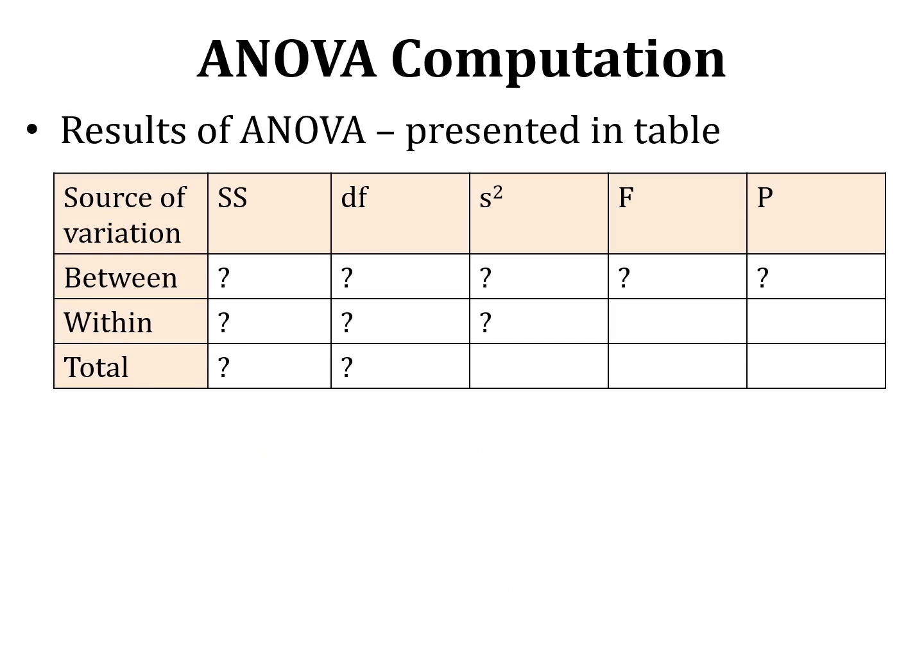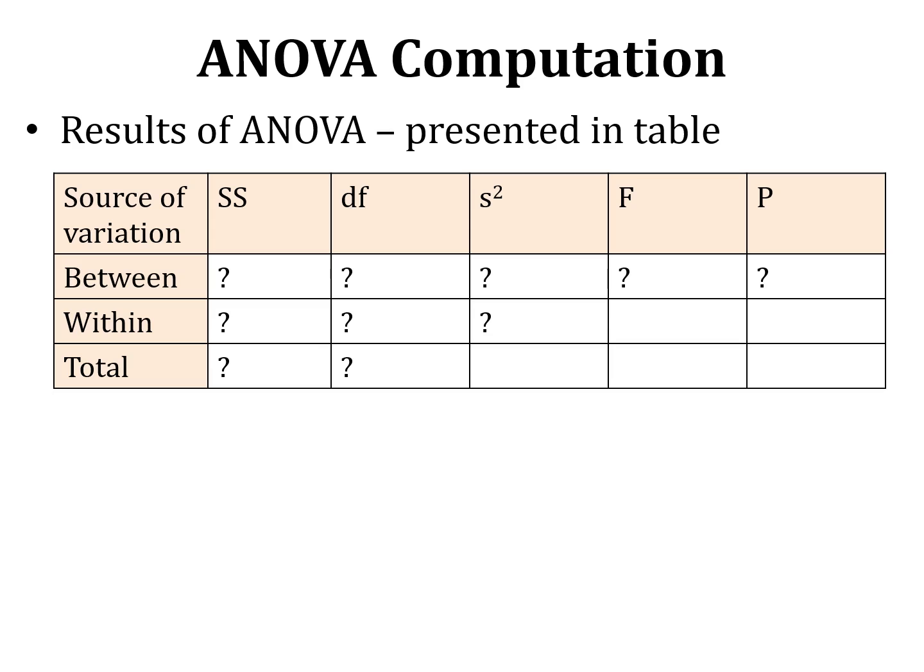And the results of ANOVA are presented in a table form. In the table we have the source of variation, listed in rows. The sources of variation, as we discussed, are between samples variability and within samples variability, and when they are summed up, that becomes the total variability or the total variance. Then we calculate the sum of squares for each of these three.